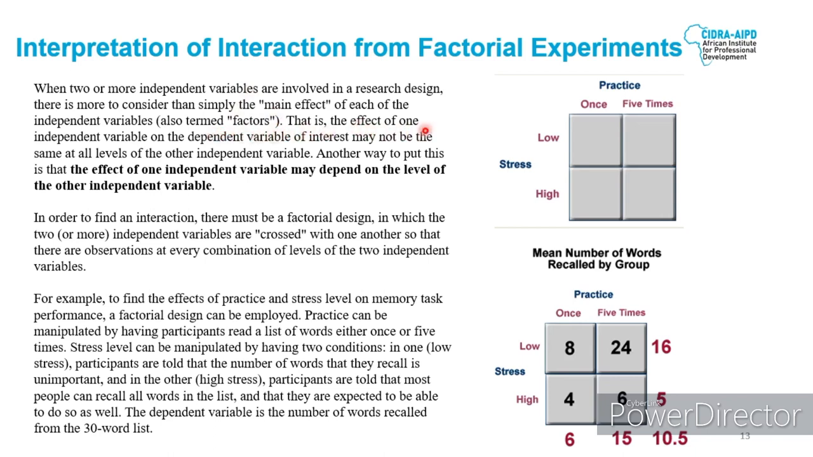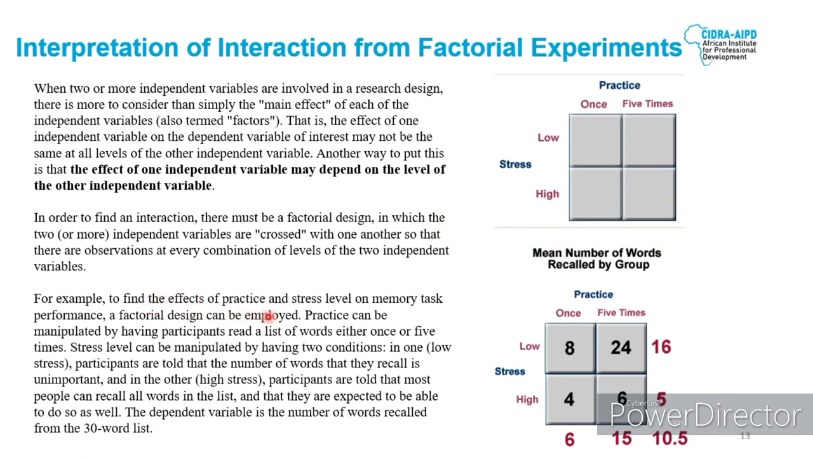That is, the effect of one independent variable on the dependent variable of interest may not be the same at all levels of the other independent variable. Another way to put this is that the effect of one independent variable may depend on the level of the other independent variable. In order to find an interaction, there must be a factorial design in which two or more independent variables are crossed with one another so that there are observations at every combination of levels of the two independent variables.